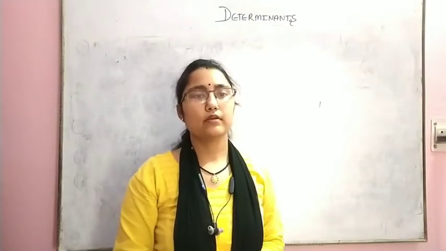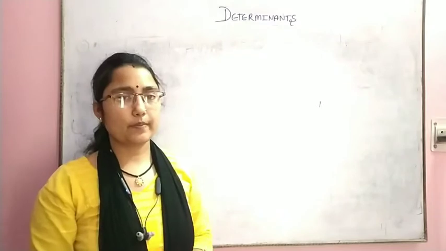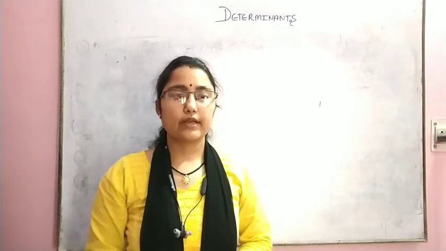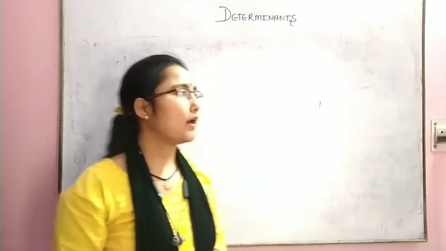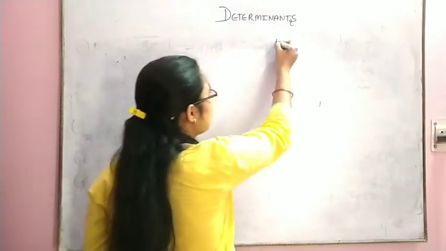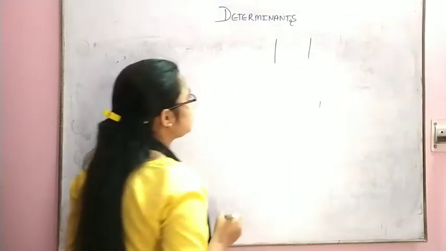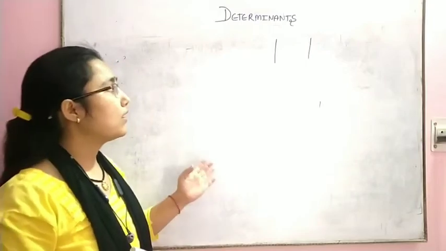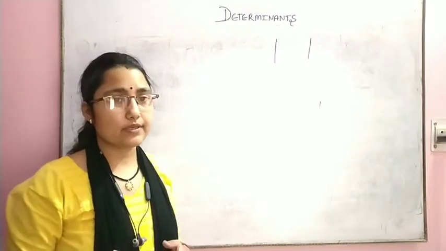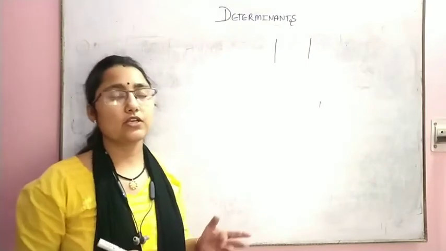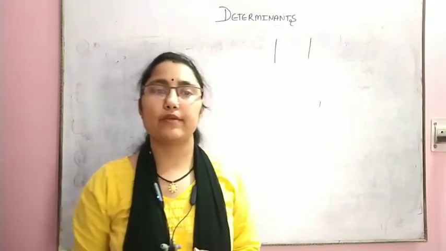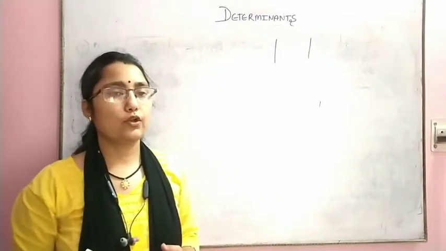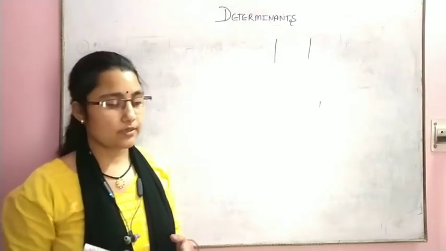Good morning everyone. Today we are going to start a new chapter, determinants. So let us start. Determinant is also a rectangular array of elements, but the symbol of determinant is like the mod symbol. And the element is defined by its position, similar to a matrix. But in the case of a matrix, we cannot find the value of any matrix, whereas in the case of a determinant, we can find out the value of any determinant.